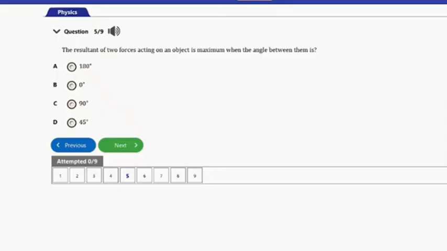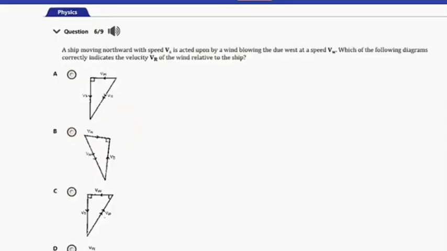Let's go ahead and consider the next question, guys. So guys, the next question here is question number 6. It says a ship moving northward with speed Vs is acted upon by a wind blowing due west at a speed Vw. Which of the following diagrams correctly indicates the velocity Vr of the wind relative to the ship?